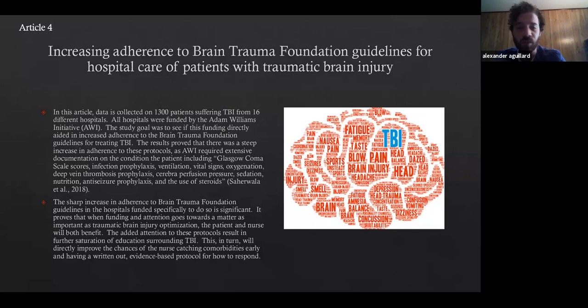So it just showed that with extra funding, adherence to these guidelines went through the roof. It just goes to show that with attention, with money, with people actually caring about this topic, they have increased adherence and a better outcome in the patient, you know.